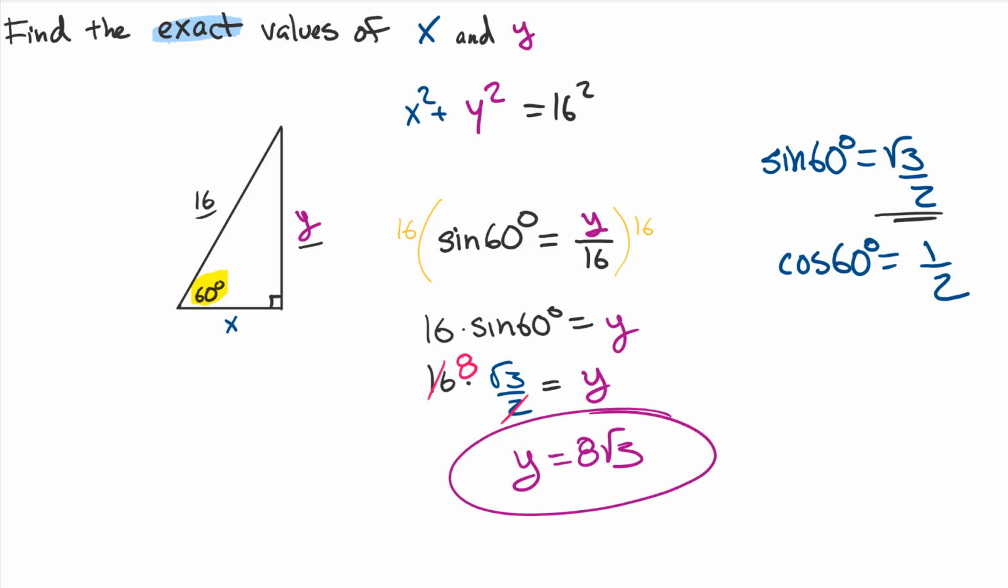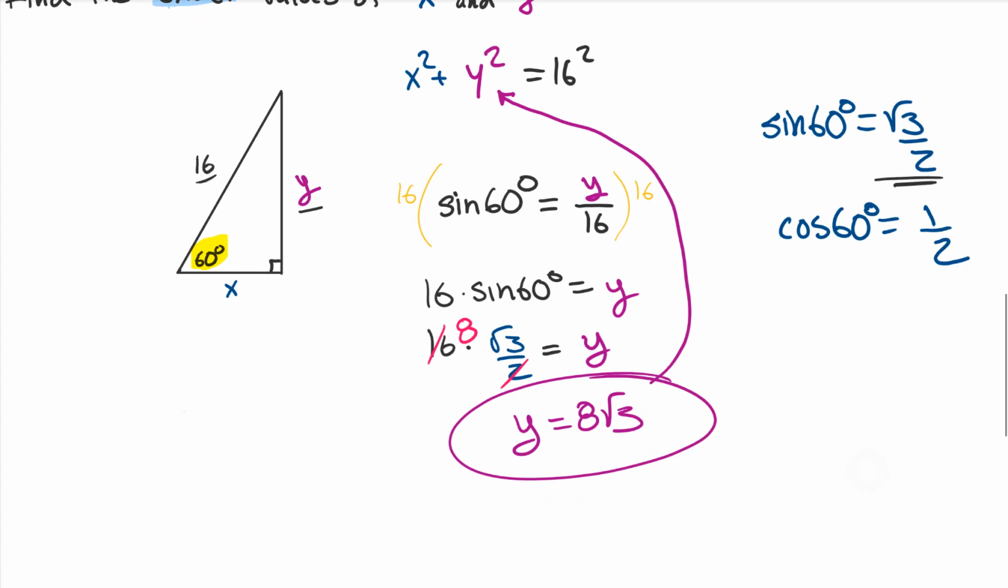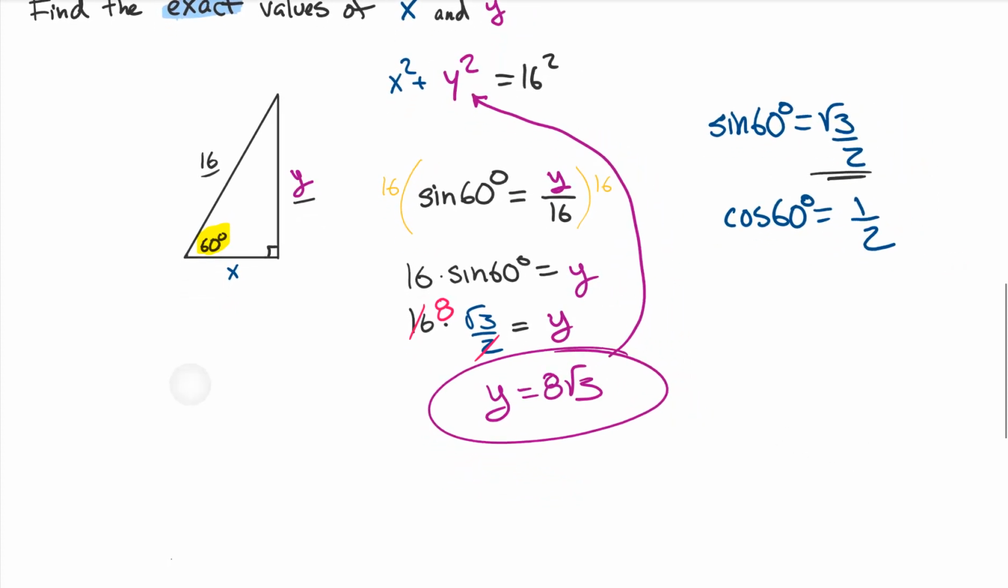And we found y. Now at this point, if you wanted to, you could just plug it right back into here and you could solve for x. You could. It looks like a pain though. 8 root 3 all squared and 16 squared and x. I don't know. Didn't we just mess with sine? Come on. Let's mess with cosine. Let's go cosine 60. It's giving us the angle, and there's the adjacent, and there's the hypotenuse. So why wouldn't we set that up?